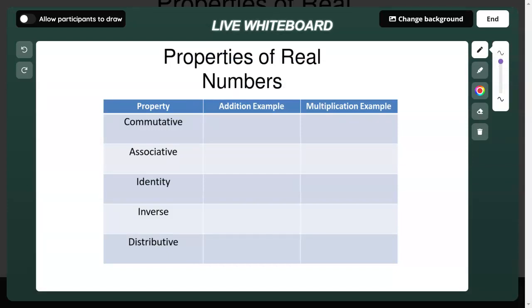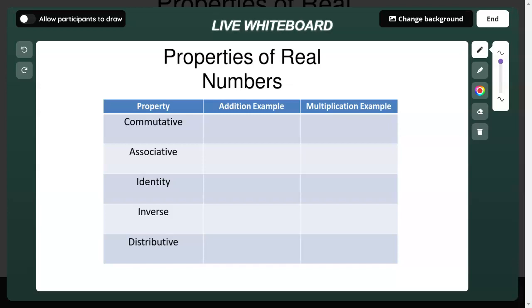Now, first of all, you'll notice, what operations do I not have on this chart? Division or subtraction. These properties do not apply to division or subtraction. They only apply to addition or multiplication. But, luckily, we can rewrite any subtraction problem as addition and then make it apply. We can rewrite any division problem as multiplication and make it apply.